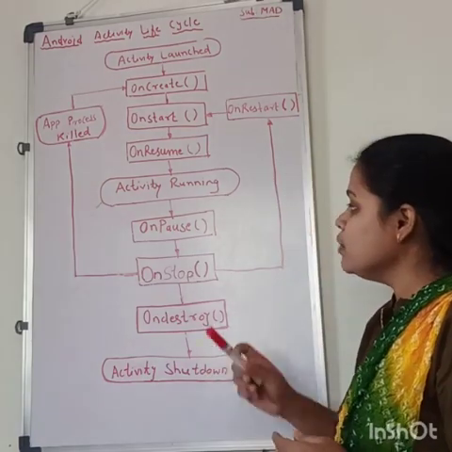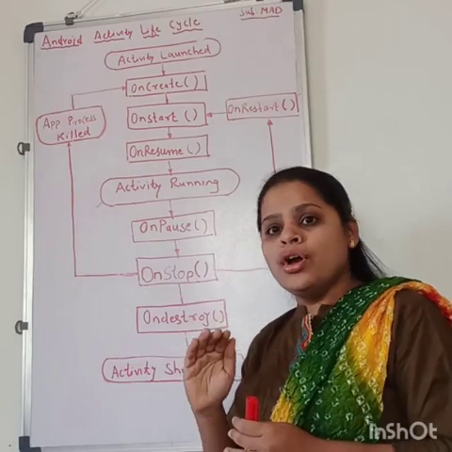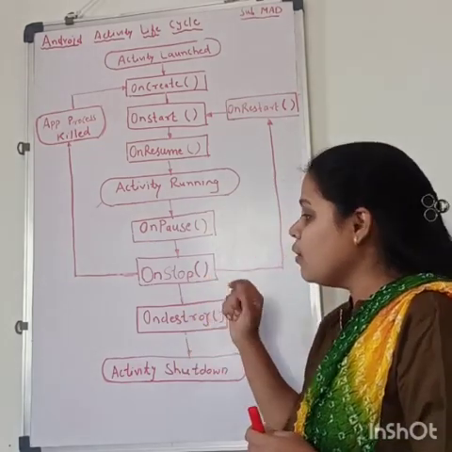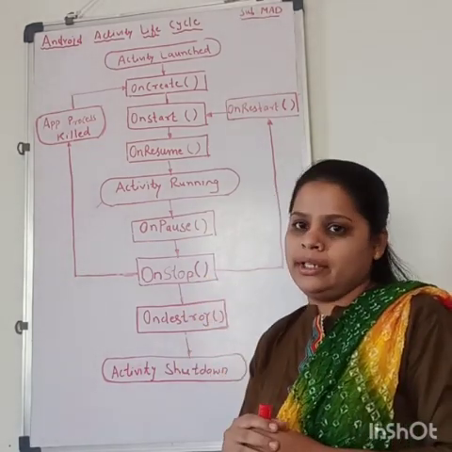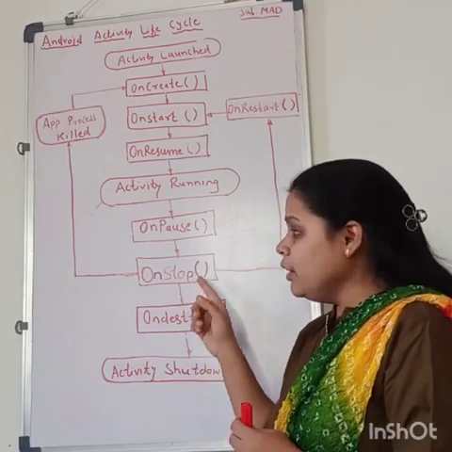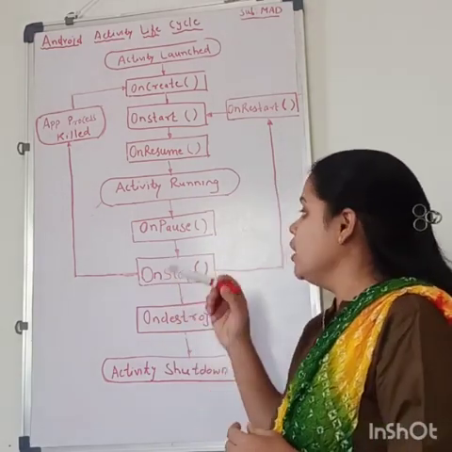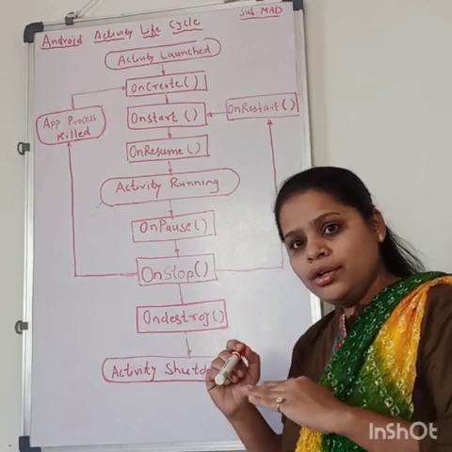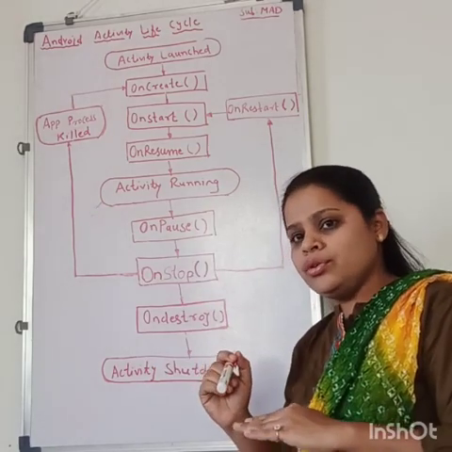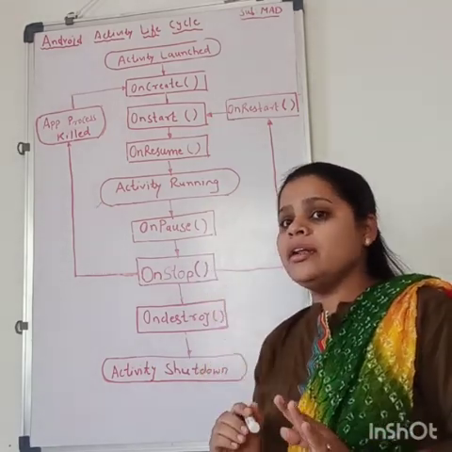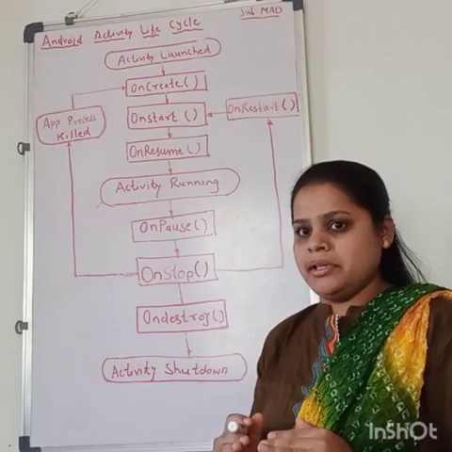In that case, first of all, the onPause method is called to pause the activity, and then the onStop method is called to stop the activity. That means when your activity has been minimized, first of all onPause is called to pause, and then onStop is called to stop. Now your activity is still running, it is still in RAM, you just minimized it.